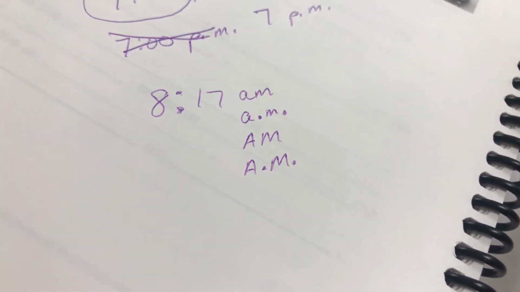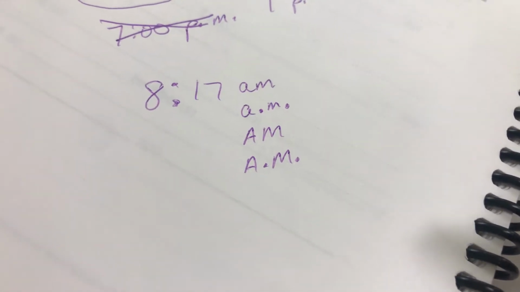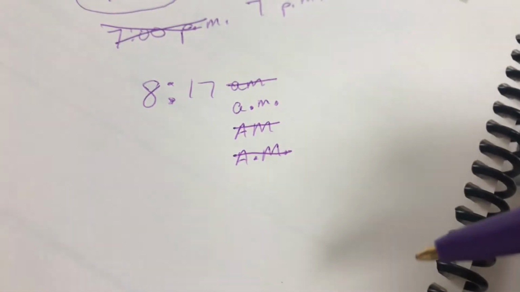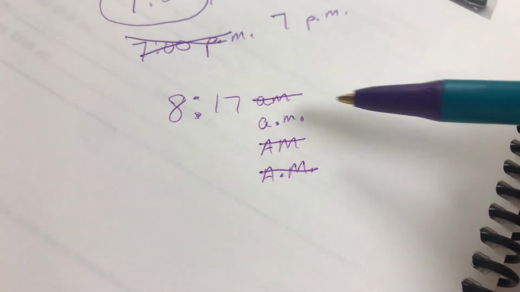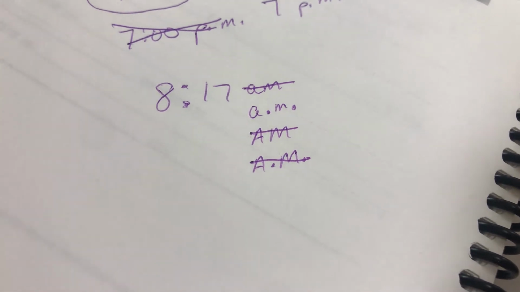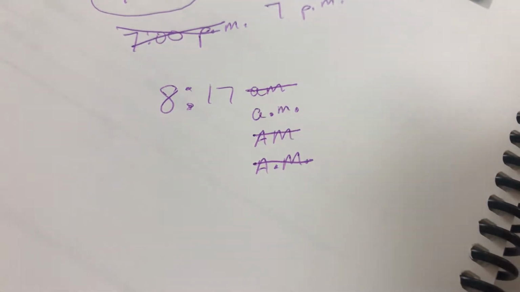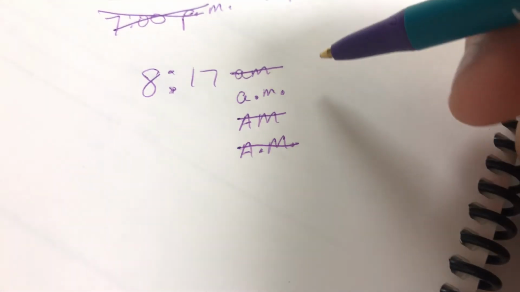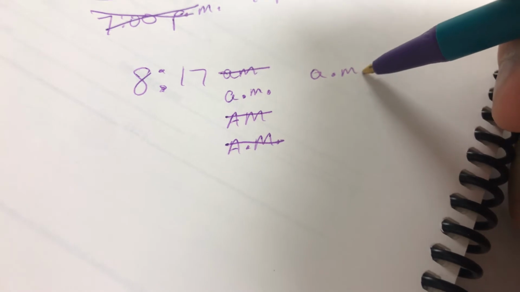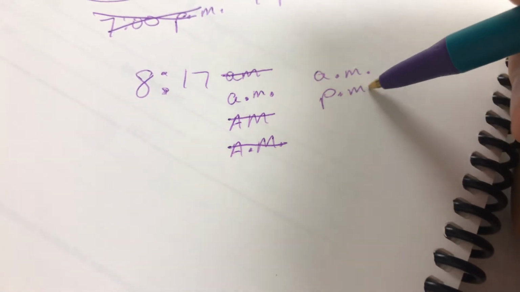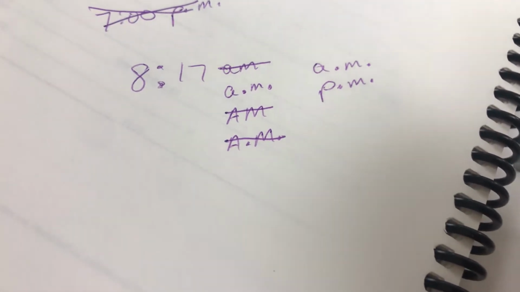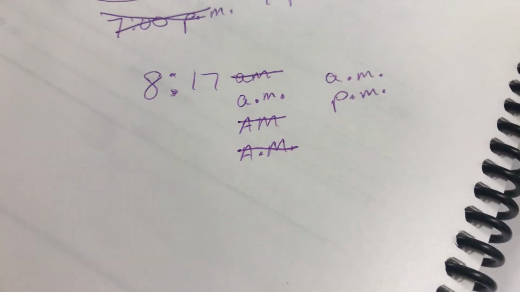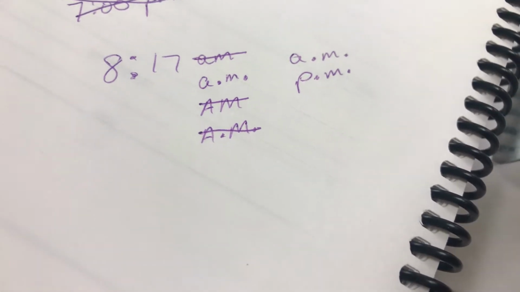Actually, it does, at least according to AP Style. According to AP Style, lowercase letters with periods is the only acceptable format for time. So anytime that you write the time, you need to do either a.m. or p.m. with lowercase letters and periods. That is the only acceptable way, according to AP Style, to write a.m. and p.m.